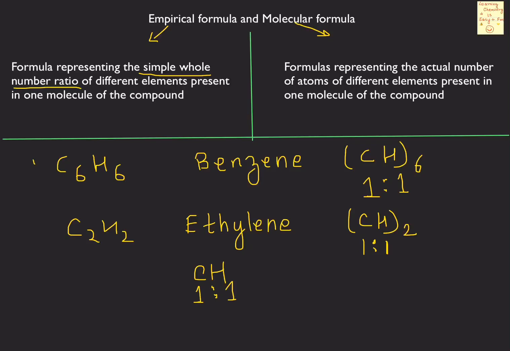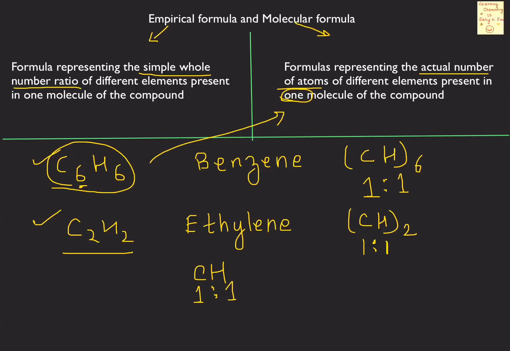On the other hand, C6H6, C2H2, these are the actual formulas of the compound. They represent the actual number of atoms of different elements present in this. So, C6H6 means one molecule of benzene is made up of 6 carbon atoms and 6 hydrogen atoms. This formula is what we call as the molecular formula of the compound. It gives us the actual number of atoms of the different elements present in one molecule of the compound.